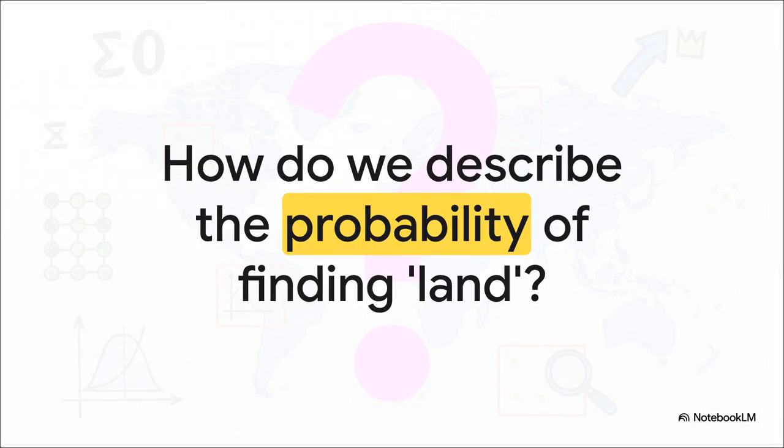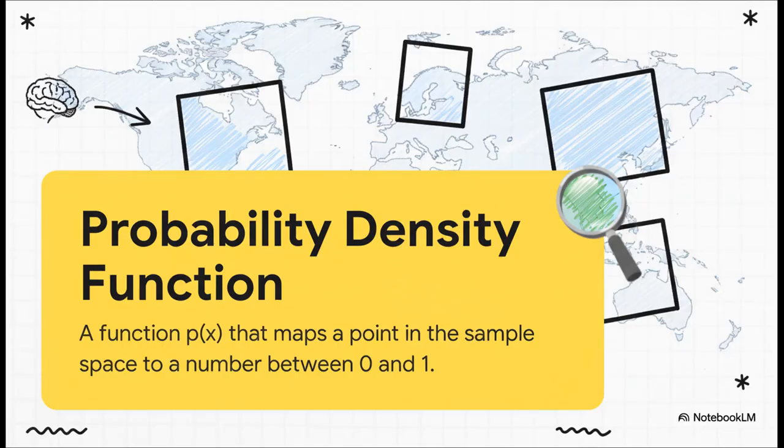We've got our map, our sample space, but that just tells us what's possible, not what's probable. So how do we teach the model which points are likely to be land and which are likely to be just water? And the tool we use for this is called the probability density function, or PDF for short. Think of it as a function that assigns a probability score to every single point in our sample space.